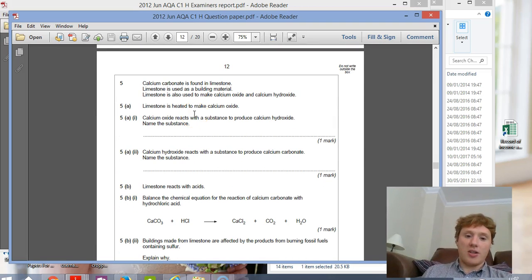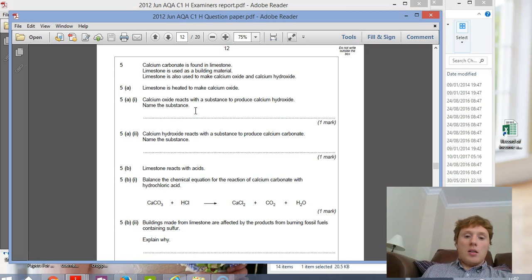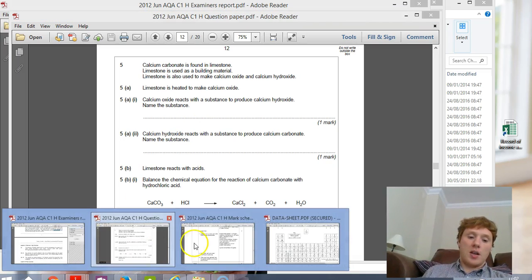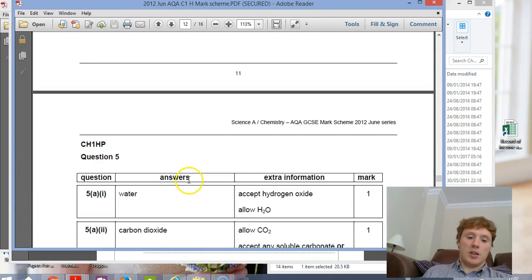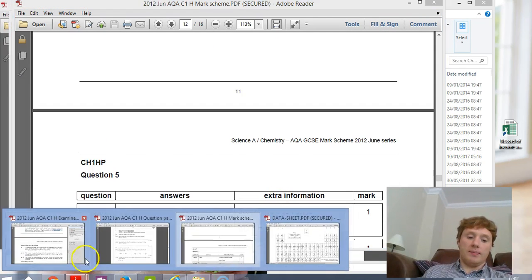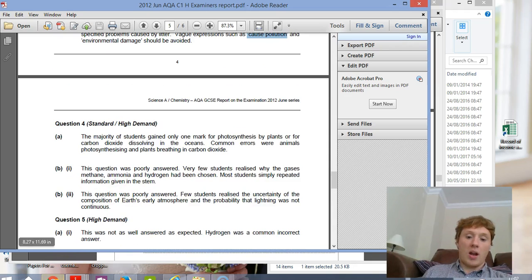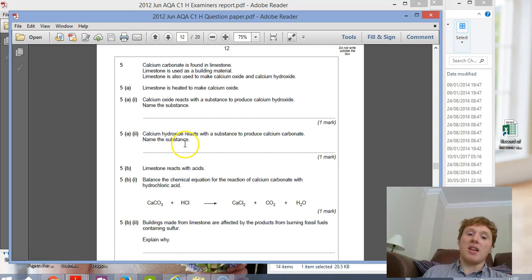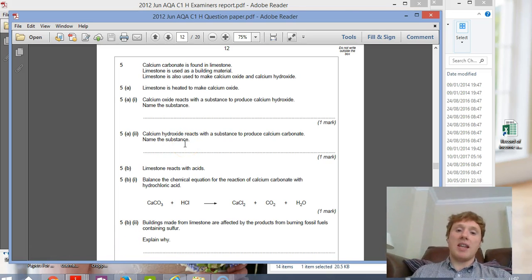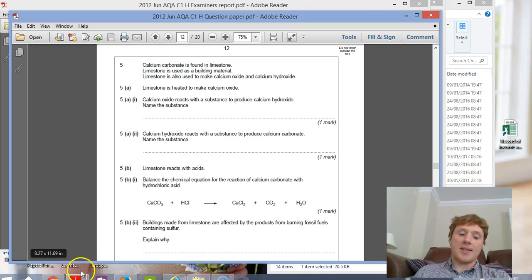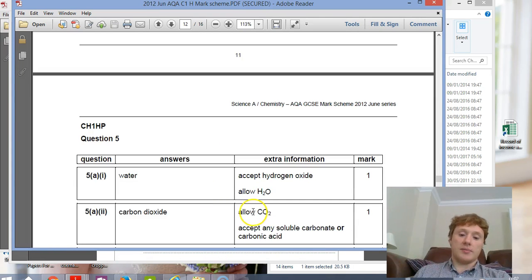Right, question 5, limestone. This is a limestone question. What is the substance that you react calcium oxide with to make calcium hydroxide? Off you go. The answer is water. You're allowed to write hydrogen oxide or H2O. And it's not well answered, as expected. So sometimes even examiners have a good idea of which questions are supposed to be easy and which are hard. So obviously they're supposed to be easier. Calcium hydroxide reacts with a substance to produce calcium carbonate. Name it. The answer there is carbon dioxide, CO2, and then soluble carbonate.